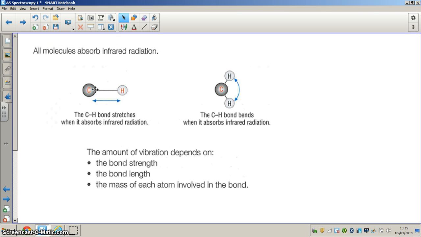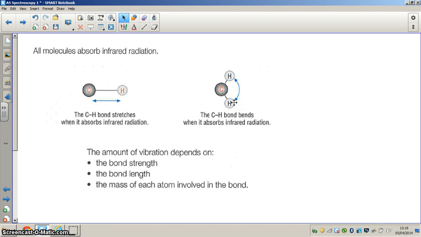And the other type of vibration is a bending vibration. Again, in this case, we've got hydrogen, carbon and hydrogen, and we can get these bending in and out. And again, that occurs at a particular frequency in the infrared spectrum. So, two types of vibration, a stretching vibration and a bending vibration.